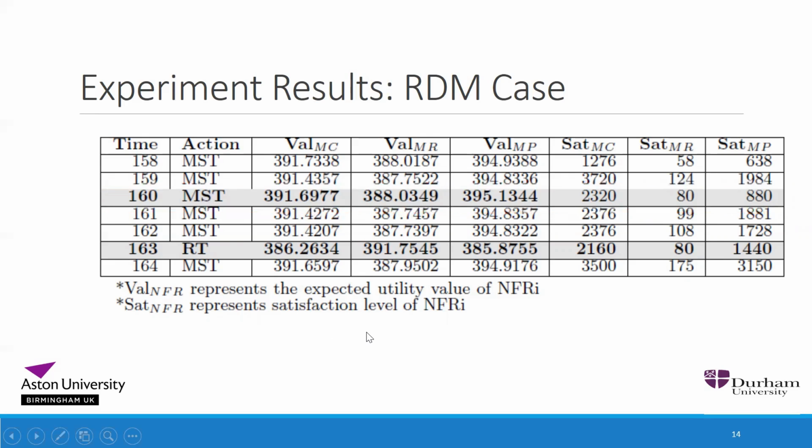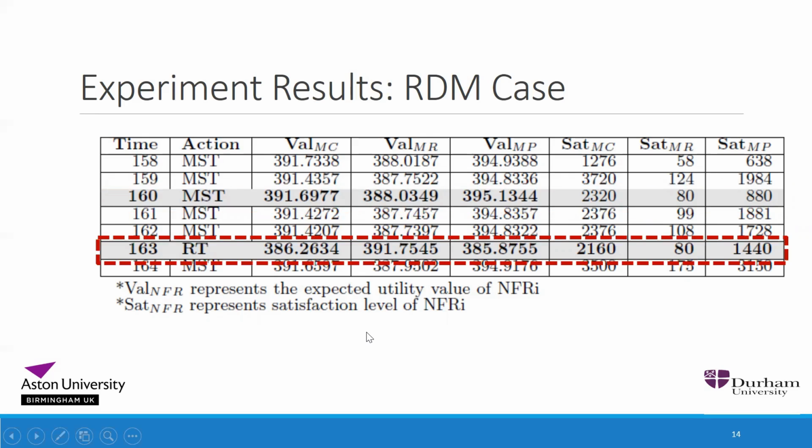Whereas at time step 163, the expected utility value of reliability is higher as compared to the minimization of operational cost and maximization of performance. So that's why the RT topology, the redundant topology, has been selected at that simulation time step.